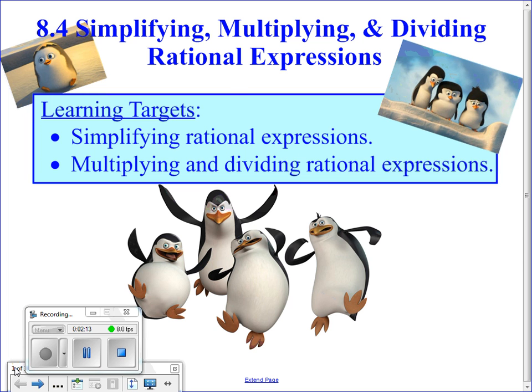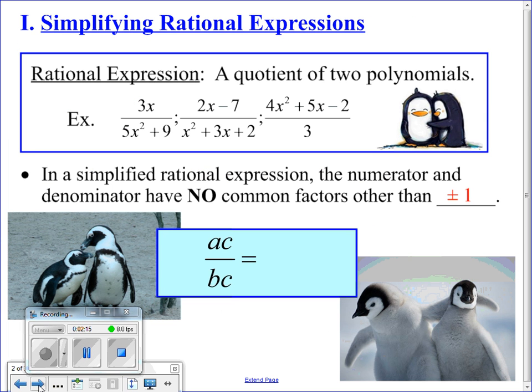But anyway, we'll spend 2 days on each section. So this section has simplifying, multiplying, and dividing. So we're going to look at just simplifying and multiplying today. It's not because dividing is that much harder. It's just I don't want to throw too much at you too fast. So we'll just do simplifying and multiplying today.